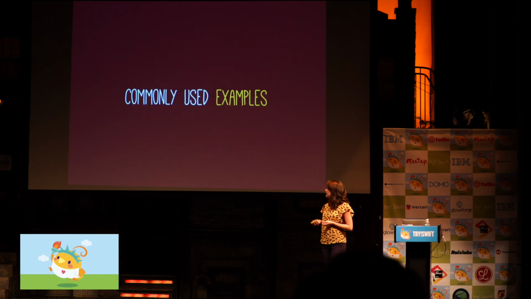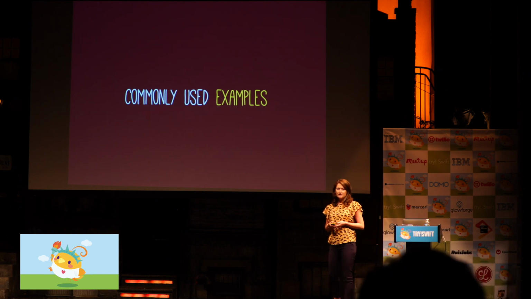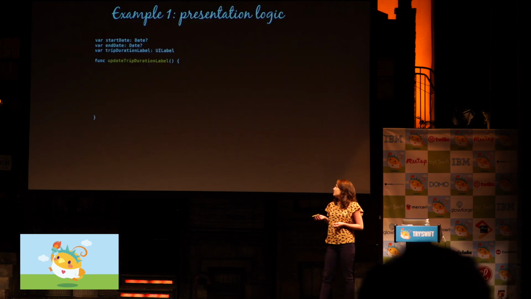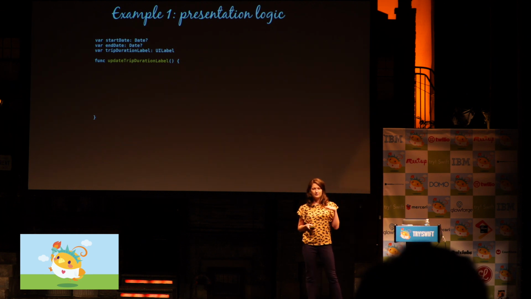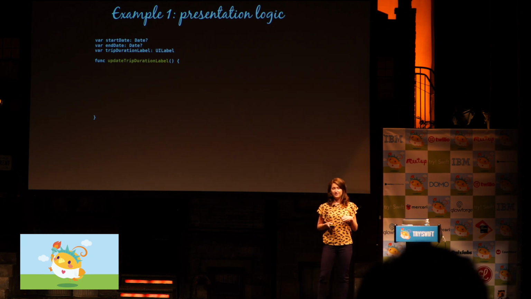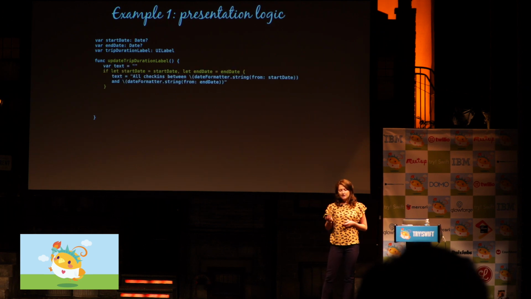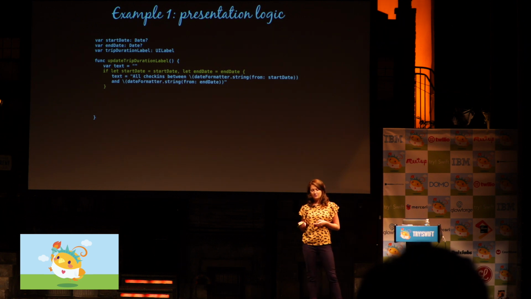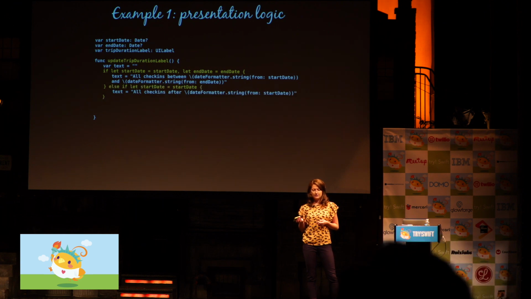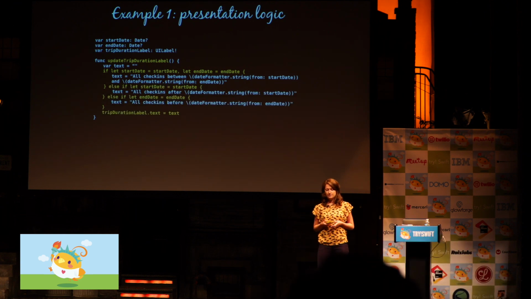So yeah, let's take a look at some of the commonly used examples that you've probably seen around. And to illustrate them, I will use one view controller that shows a list of the places where a user checked in, like the places he visited for a certain period of time. And for this first example, we have a label that describes this time period. And that label can show different text based on the dates. So if both dates are set, we have one text, and then we have different text if only start date or end date is set.